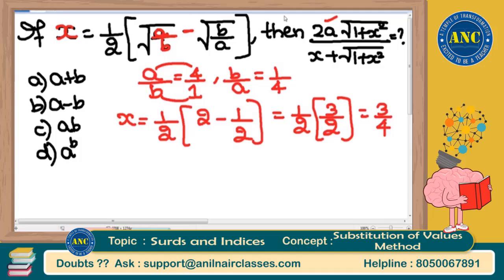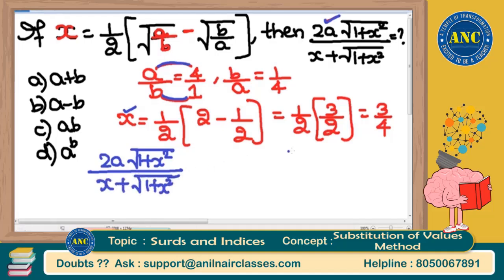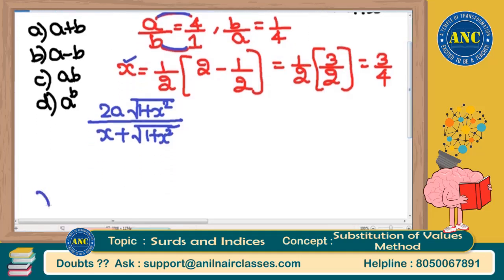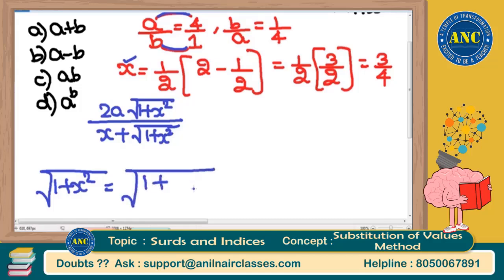I know a value, I know b value, I also know x value. These are the three variables which are asked in this question. Substitute and simplify. So your question is 2a into root of 1 plus x square divided by x plus root of 1 plus x square. First of all, what is root of 1 plus x square value? Because that is repeated twice, and that too it is inside the square root, let me find it initially itself. 1 plus x square is 9 by 16 plus 1, so it is 25 by 16. Root of 25 by 16 is nothing but 5 by 4, right?